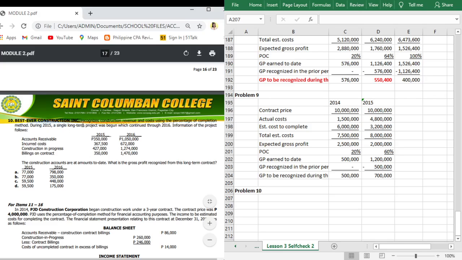Best Ever Construction Incorporation recognizes construction revenue and costs using the percentage of completion method. During 2016, a single long-term project was begun which continued through 2016. Information of the project follows. So we have the accounts receivable, the incurred cost, and then the construction in progress and the billings on contract.